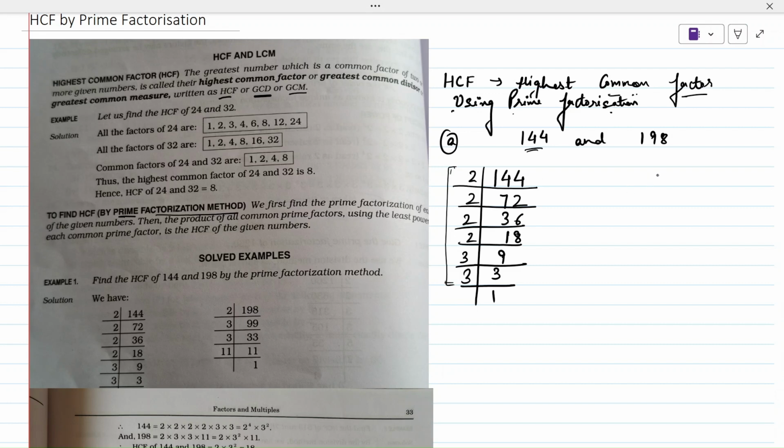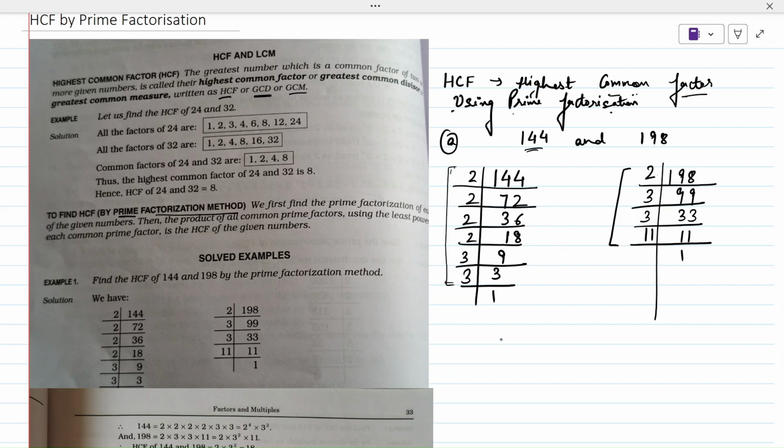Okay, and now what we have to do, same for 198. How are we going to find it? This is 2 into 99, then 3 into 33 will give us 99, then 3 into 11 will give us 33, and 11 into 1. Okay, so all these are the prime factors. We cannot drill down these factors further.